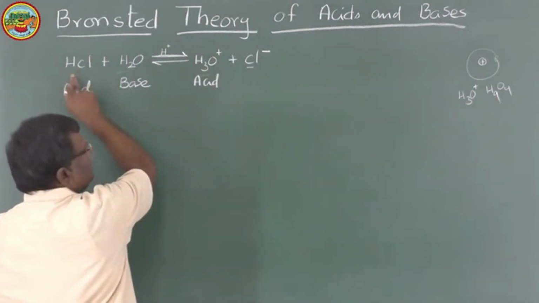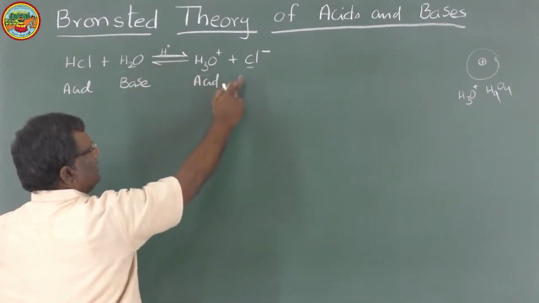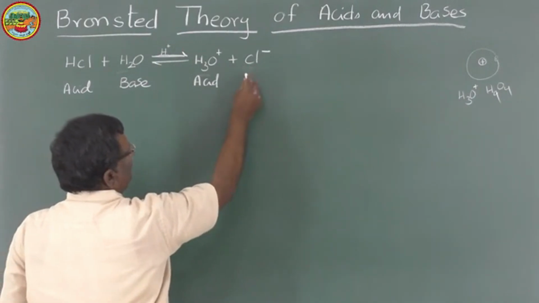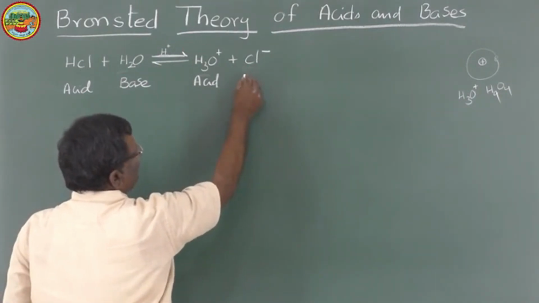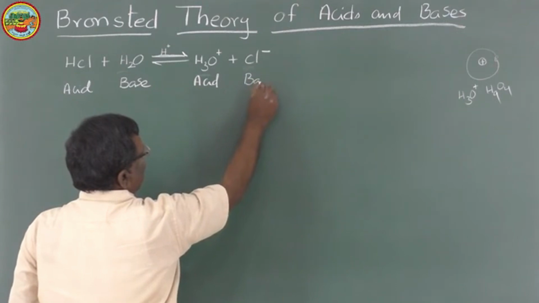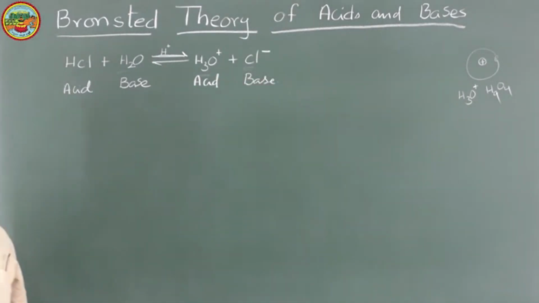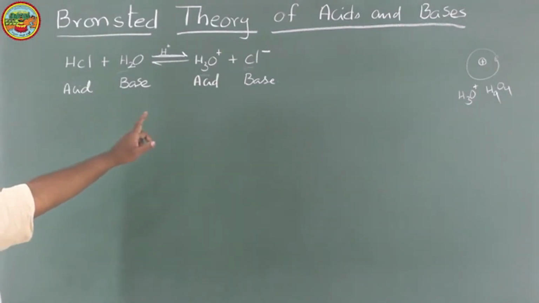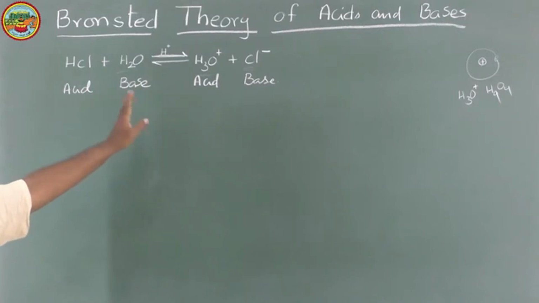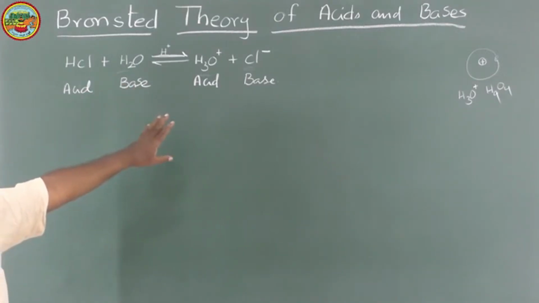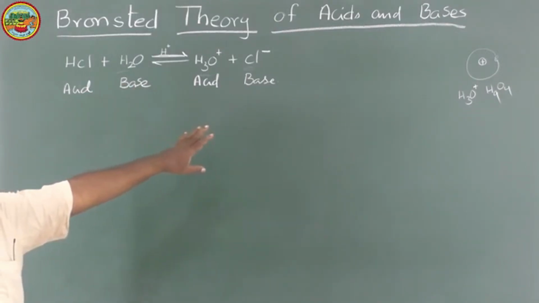Cl minus converting into HCl means Cl minus is accepting H plus ion to convert into HCl. So here it is considered as a base. So in the reaction between HCl and H2O, HCl will act as an acid, H2O will act as a base. In the backward reaction, H3O plus is considered as an acid and Cl minus is considered as a base.